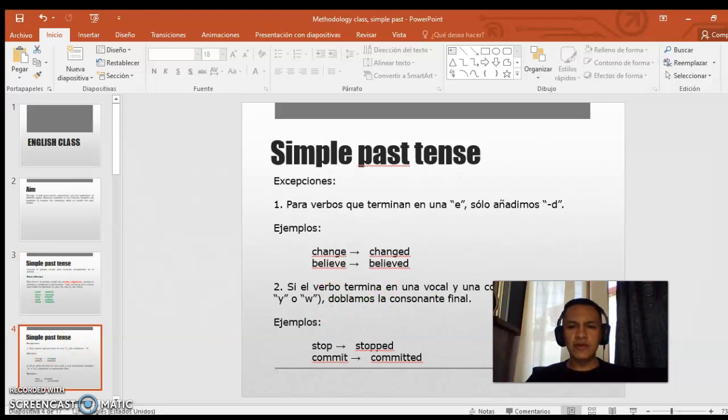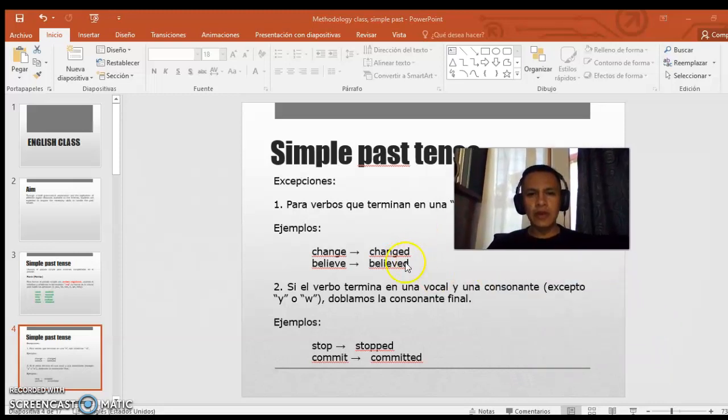We also have different rules for these kinds of verbs. For example, when the verb finishes in E, for example change or believe, we only have to add the D. And another rule: when the verb finishes in a vowel and a consonant different from Y and W, we have to double the final consonant. As you can see, stop, we have to double the P and add -ed.